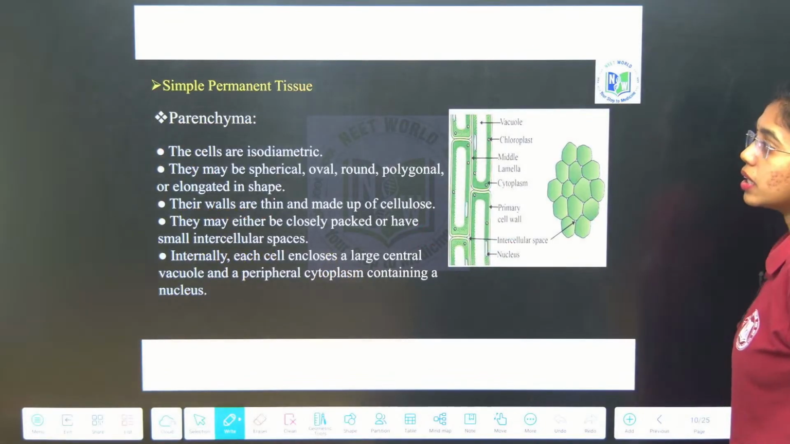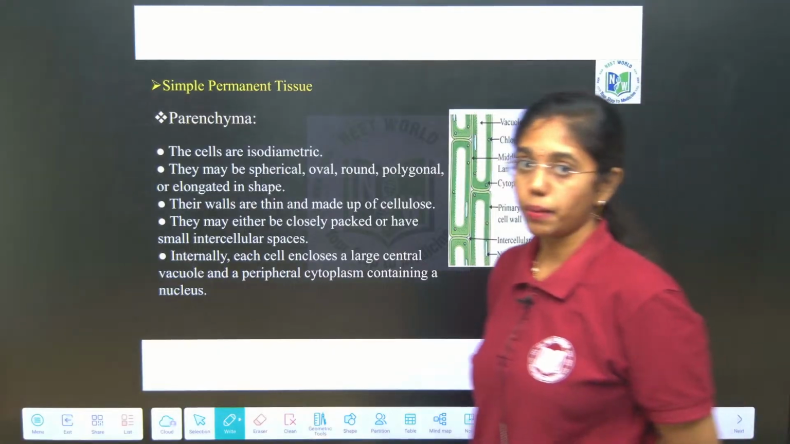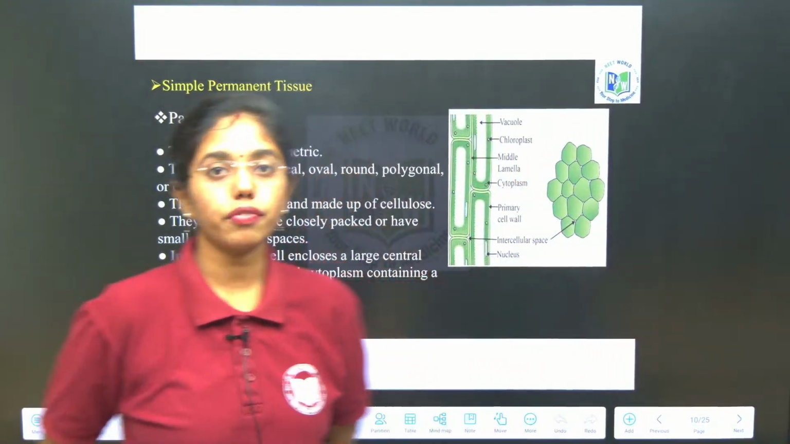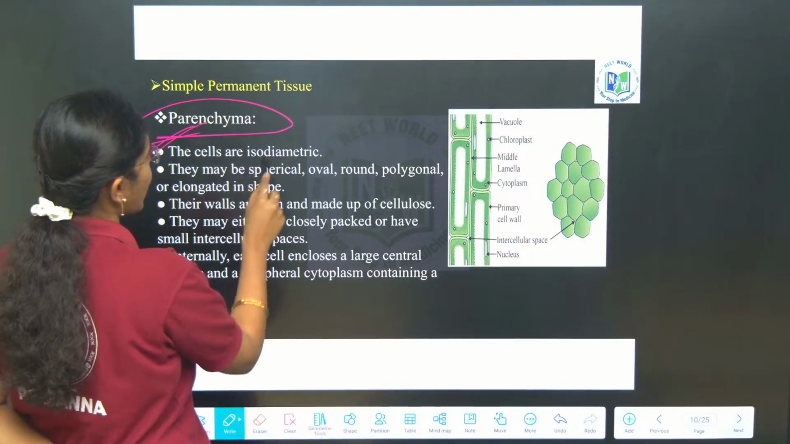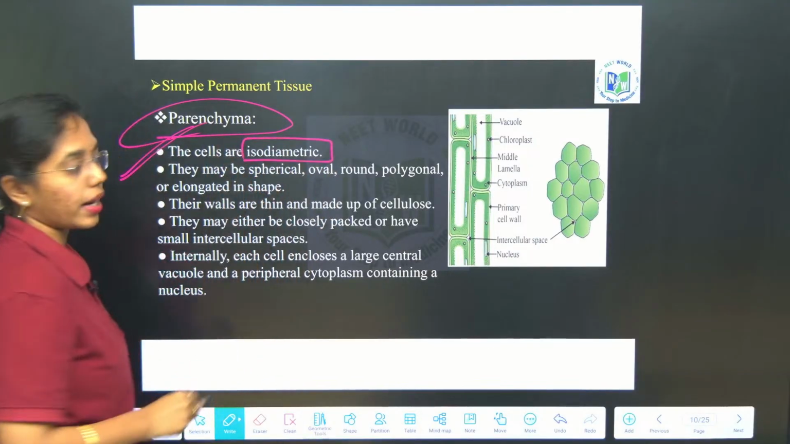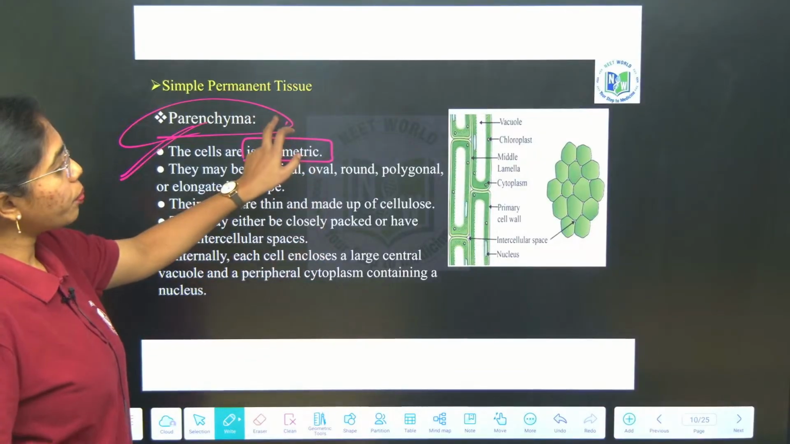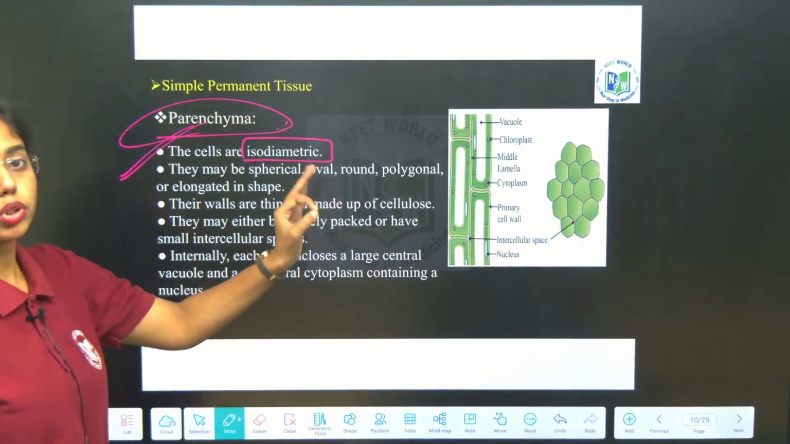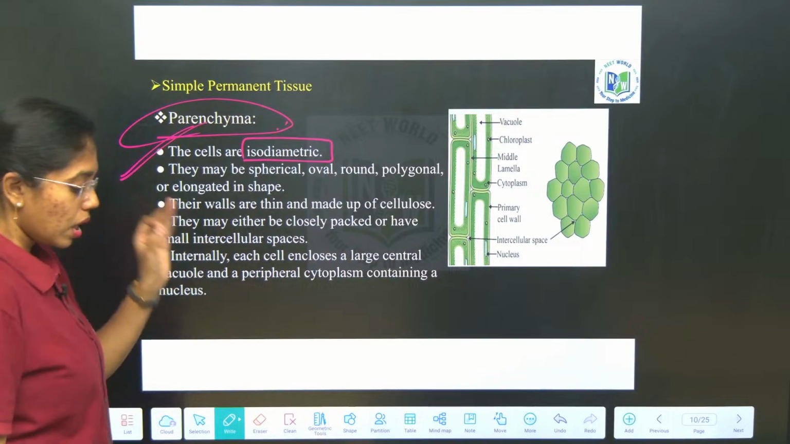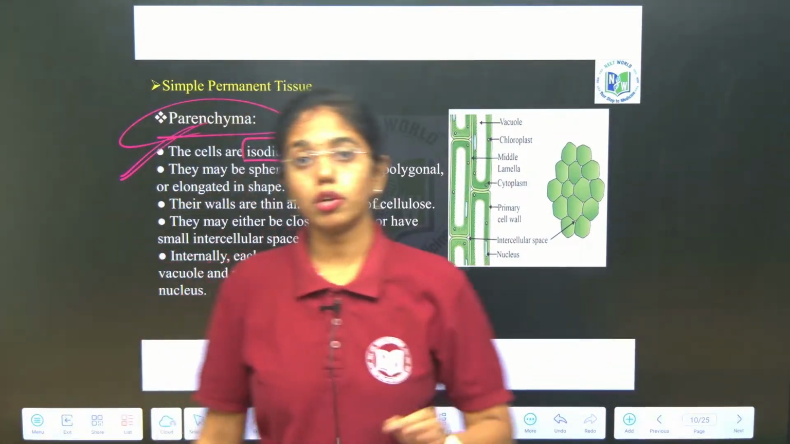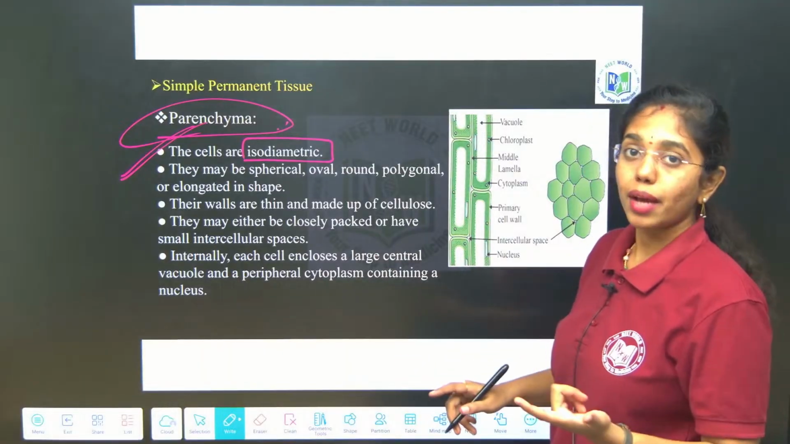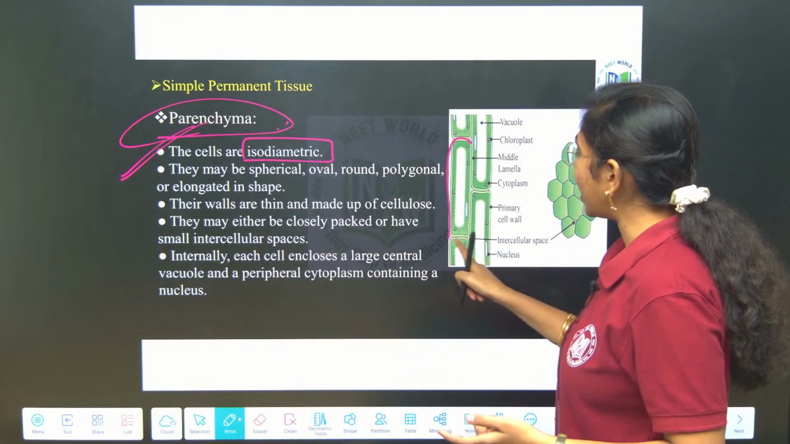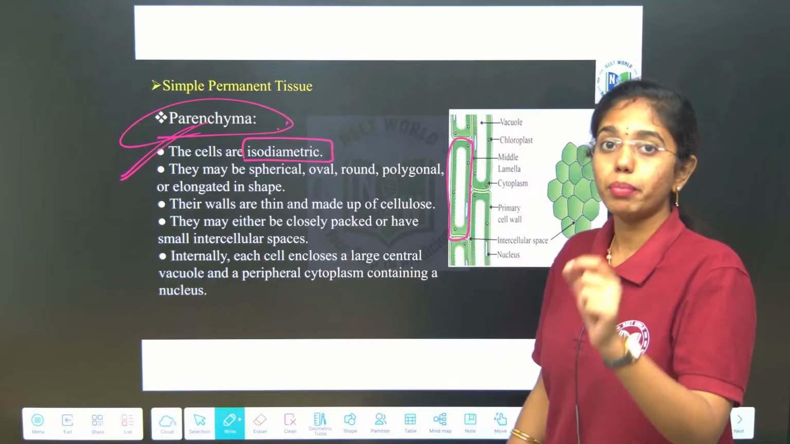First we see the simple permanent tissue, that is parenchyma. What are the general characteristic features of parenchyma? As we have discussed, all the cells are isodiametric in the parenchymatous tissue, and the plant body is abundantly composed of parenchymatous tissue. Remember that. Plant body is abundantly composed of what tissue, beta? Parenchymatous tissue, and all the cells are isodiametric. Isodiametric means all cells exhibit equal dimensions of length, breadth and height.